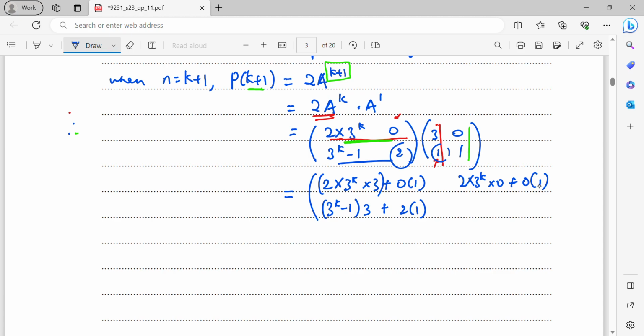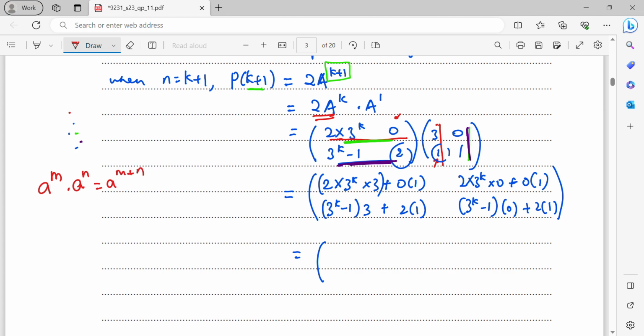That is a multiplication. And then the last one will be second row multiplied with second column. So I will get 3 to the power of k minus 1 multiplied with 0, plus 2 multiplied with 1. So from here, when I simplify the first one, we have a formula here: A to the power of m multiplied with A to the power of n will be A to the power of m plus n.